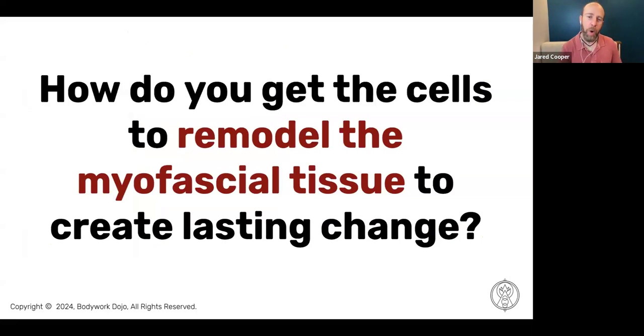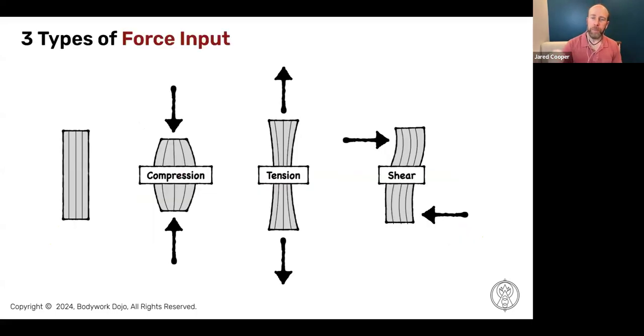And we actually finished part one with this question. How do you get the cells to remodel the myofascial tissue to create lasting change rather than temporary change? Because when you stir honey, you just massage something, right? What happens after a couple hours? The honey cools off and then it gets stiff again. And that's where you don't get lasting change. We want to remodel something, we have to know how to talk to the cells. And that's what today is all about. How do you do this?